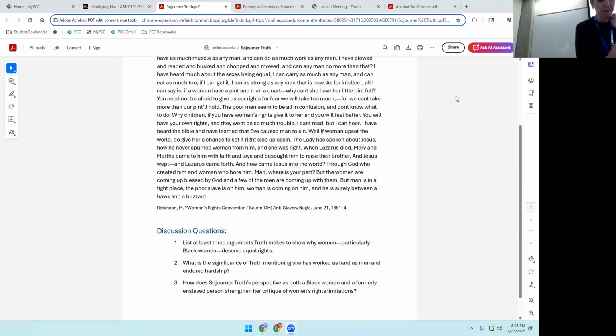What other points are in here? Yep, there's the physical side. What did she say right before that pint and quart business? Look at that sentence right at the beginning. "As for intellect." Okay, so she first talks about physically being as strong. Secondly, she's talking about mentally as strong. What else is in here? Then, yeah, a spiritual argument for the equality. Yeah, absolutely. Great, fantastic.